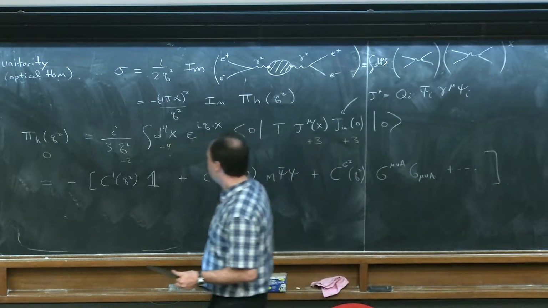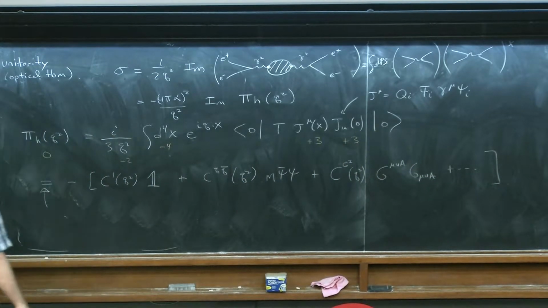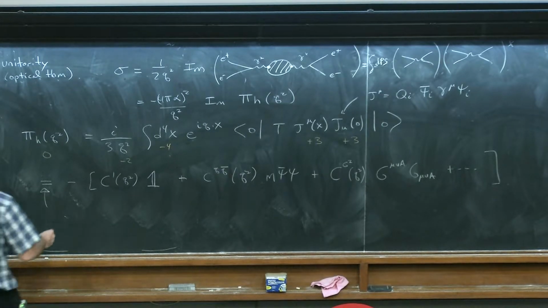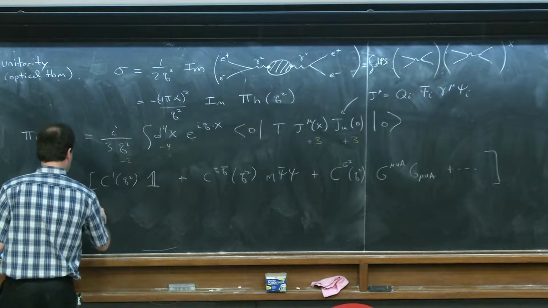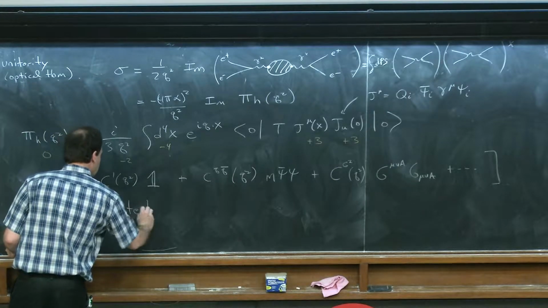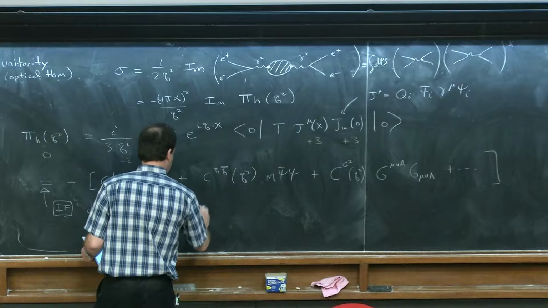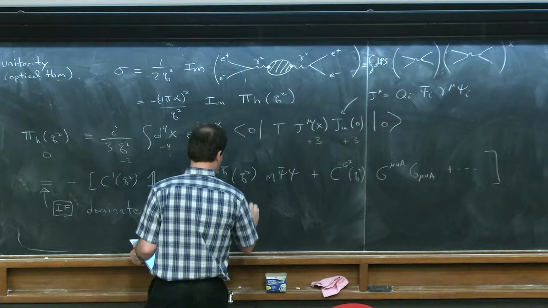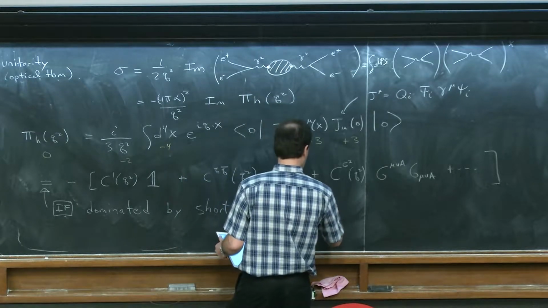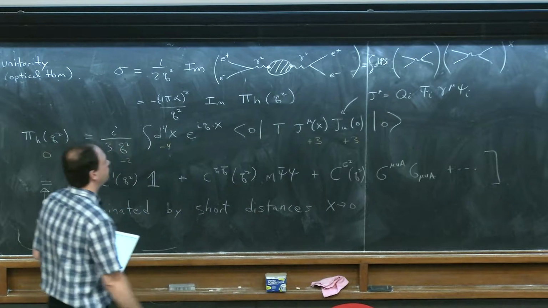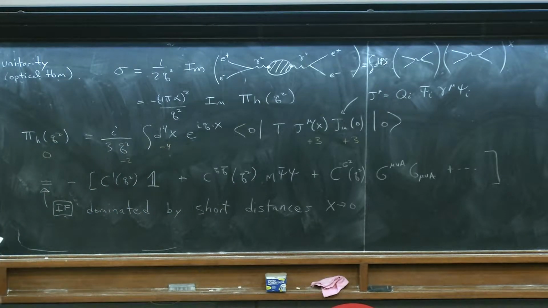et cetera. And this will be valid if our pi h of q squared is dominated by short distance. So we are making an assumption here that we have to come back and talk about. To make this type of expansion, we're making an assumption that the correlator is short distance dominated. Okay, so let's proceed under that assumption for a minute, and then we'll come back and try to be a little bit more rigorous about that assumption.